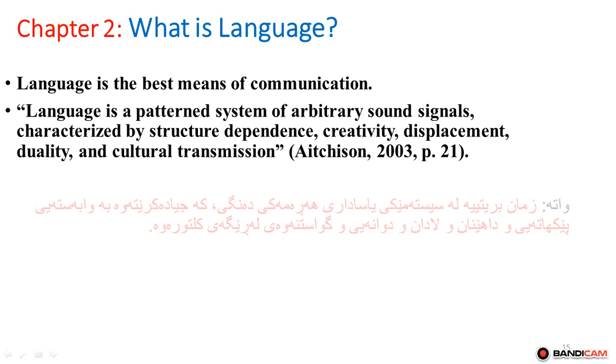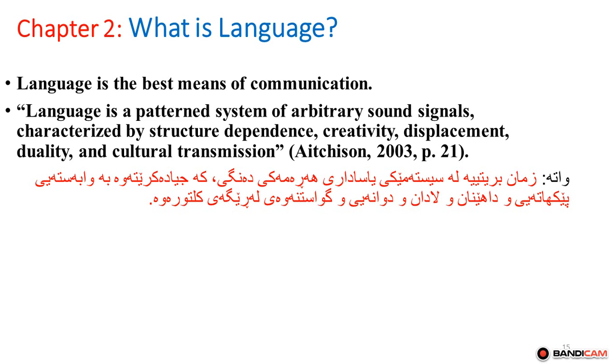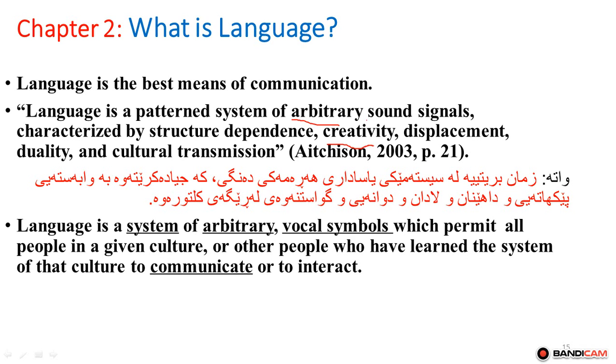Okay, and this is the Kurdish, and even in Kurdish it is very hard to understand the terminology, because the terminologies that are used here are even difficult for the translation. You need to know what each of these is: what arbitrariness is, what structure dependence is, what creativity is. So these are all important. What displacement is, what duality is, what cultural transmission is. So each of these terminologies needs an explanation. I'm going to explain.